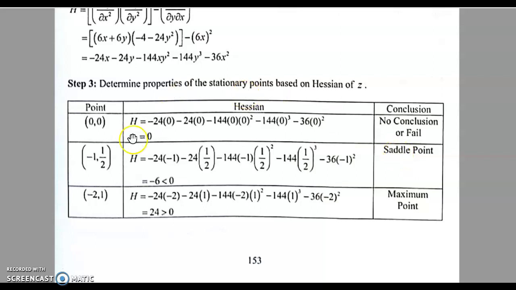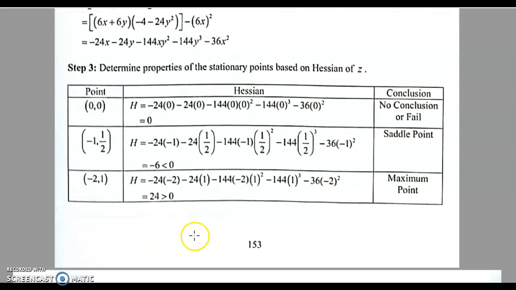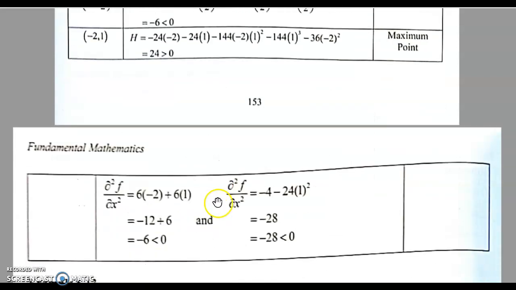Next we have (-2, 1), substitute in the equation, and we get 24. So 24 is more than 0. Whenever the Hessian is positive, more than 0, you cannot conclude yet. You'll need to look at the second derivative. So substitute the same x and y. For this one, we get -6 and -28. Both of them are less than 0.